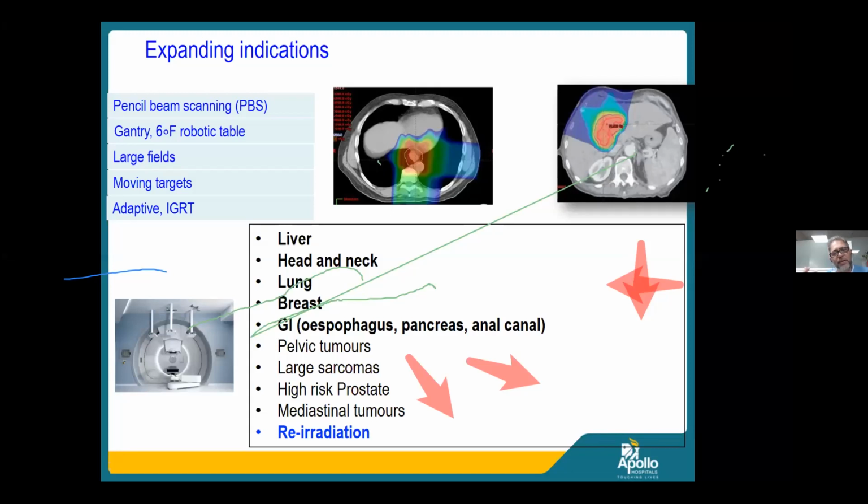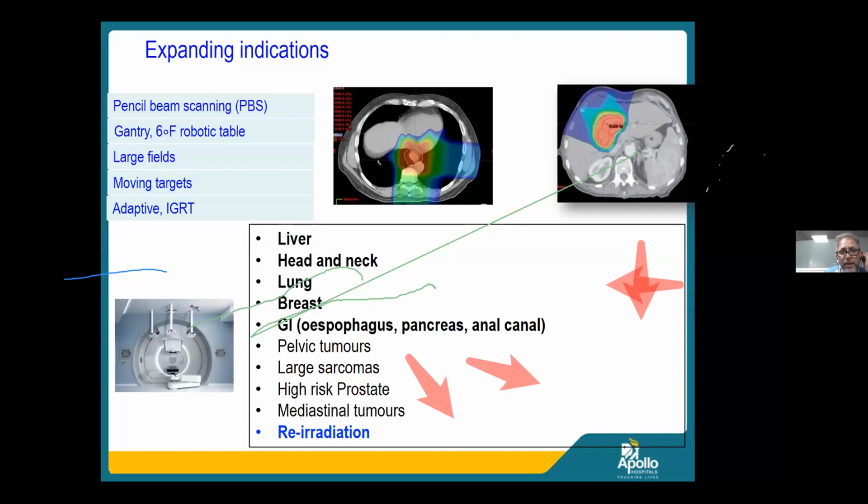So the classic indications, which were relatively few with the older generation of proton, are literally every day expanding to different sites, including liver cancer, head and neck, lung, breast, different GI cancers, pelvic tumors, sarcomas, prostate, mediastinal tumors, re-radiation. I will touch upon each clinical site briefly to give you a sense as to how this technology can be applicable to different cancer sites during radiation.